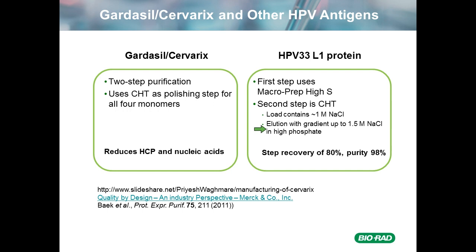And the elution was also a high salt buffer with a high phosphate, which is what provides the actual eluting power in this case. And here we see that there was a step recovery of 80% off of CHT with an overall purity of 98%.